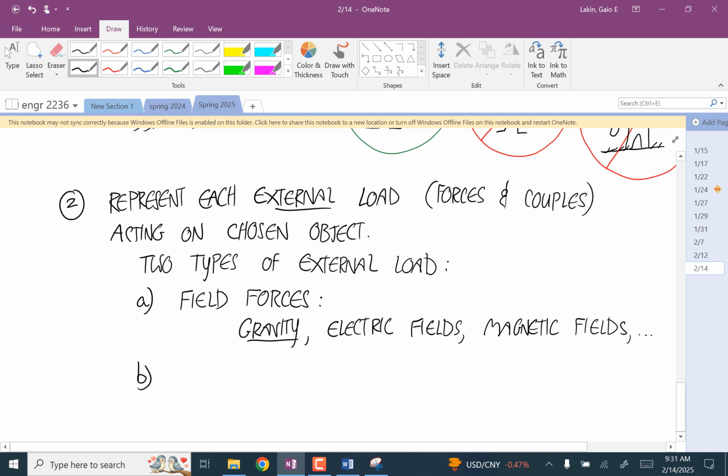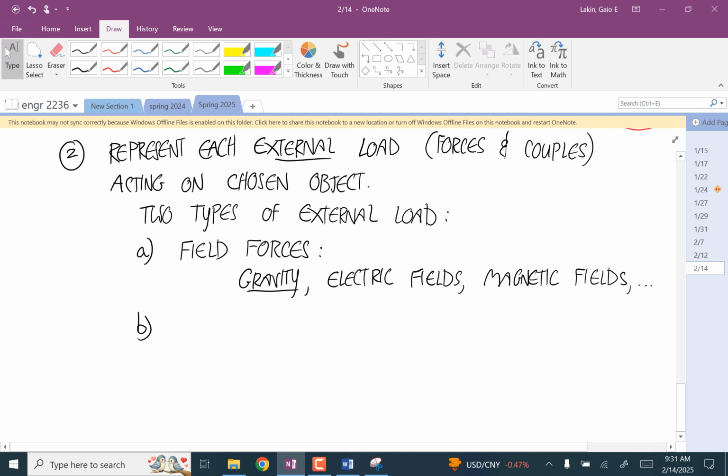And then the only other type besides field forces are locations where there's contact between the surroundings and the boundary of the chosen object.